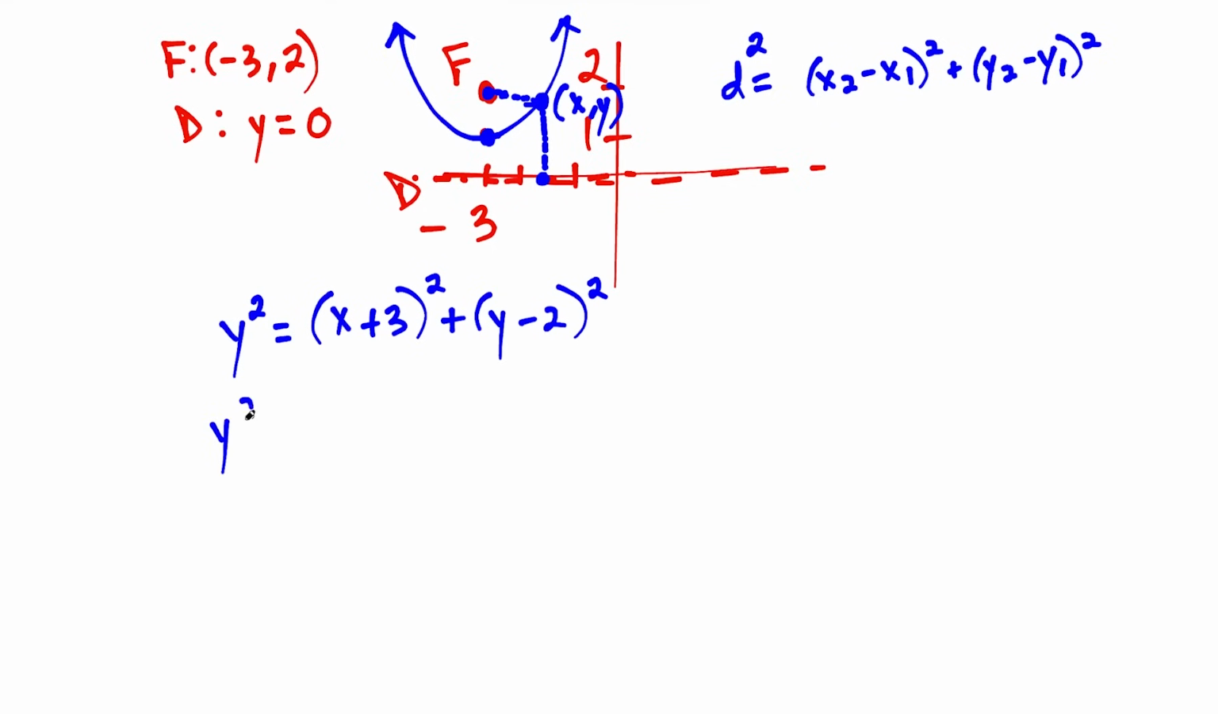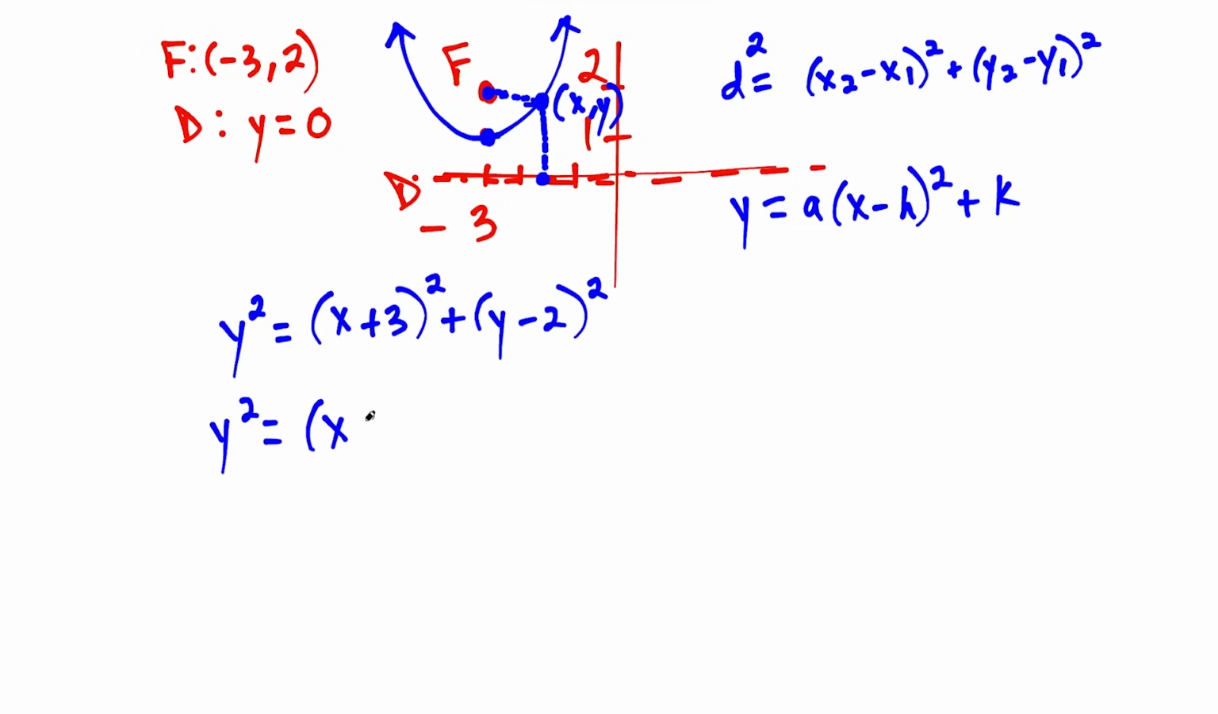And now I just have to expand this. So this would expand to x squared plus 6x plus 9. But if my goal is ultimately to get this in vertex form, in the form of y equals a times (x minus h) squared plus k like this, I could just leave it in this form. I'm going to leave this one unexpanded.